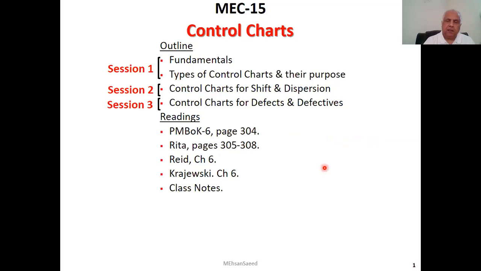Broadly speaking, control charts can be categorized into two: control charts for shift and dispersion, and control charts for defects and defectives. And we'll take up these charts separately in session 2 and 3, respectively. So let's look at the basic concepts.